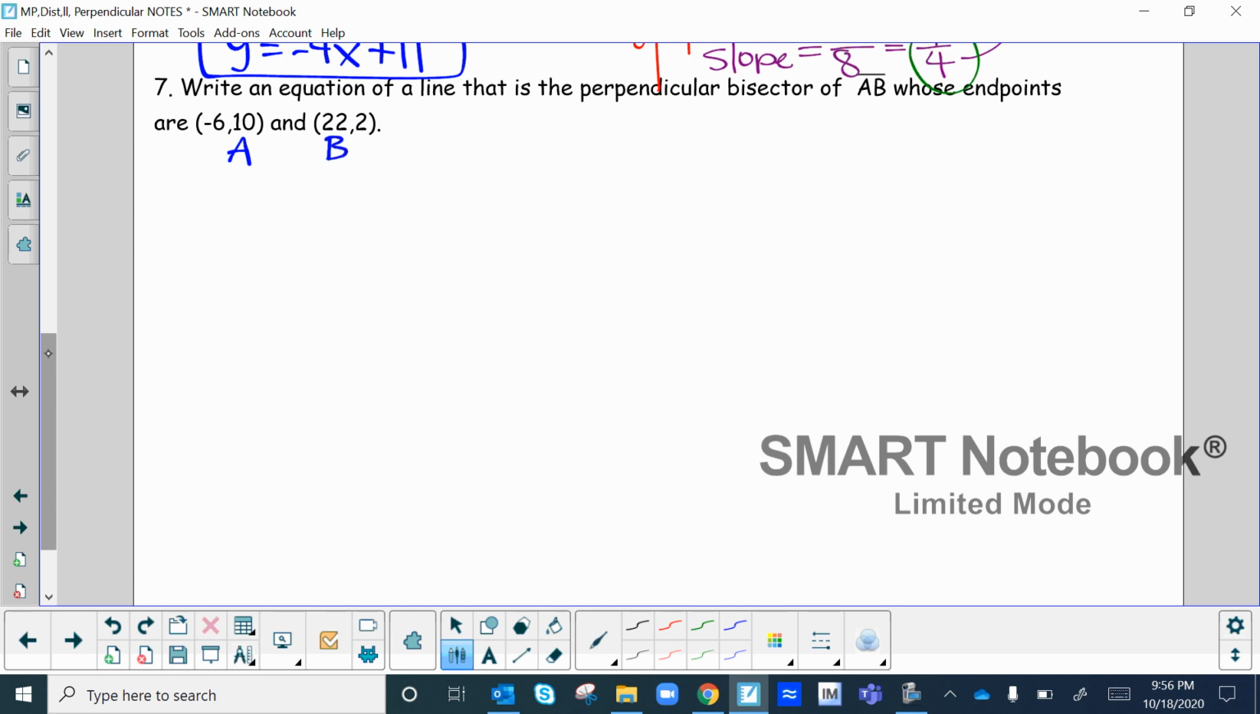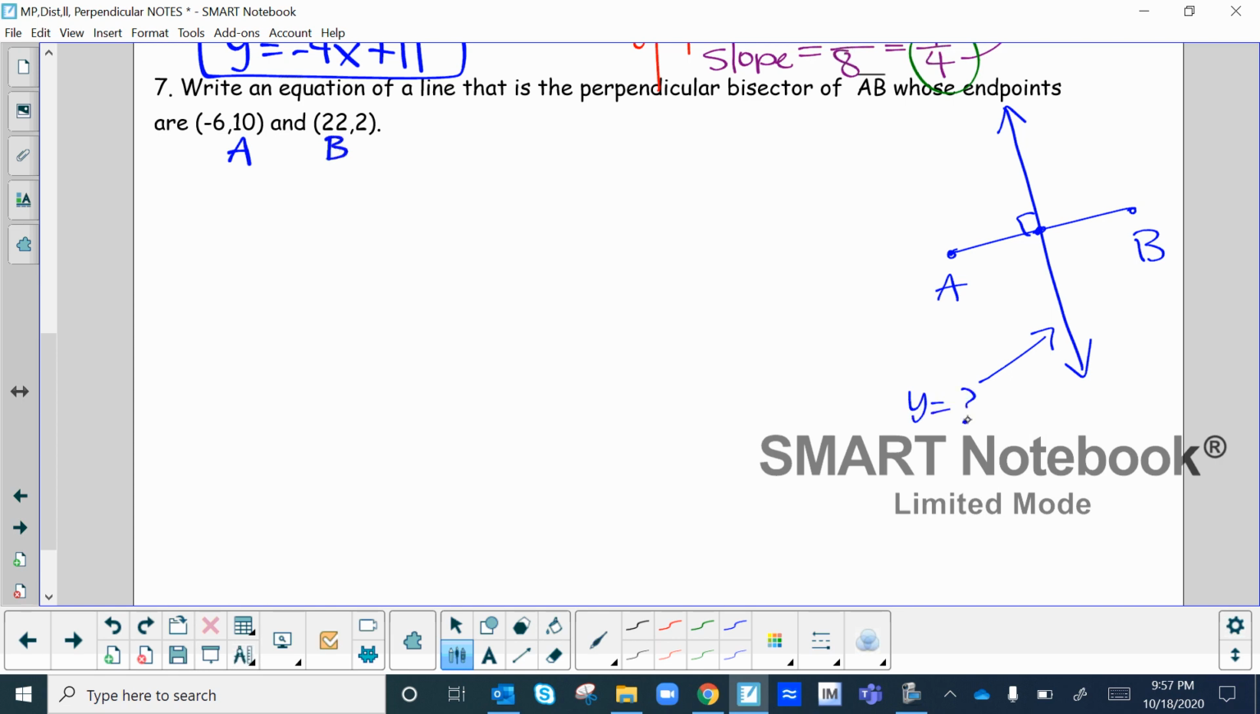Well, I need to find the midpoint because remember, it has to be the bisector. So again, I'll draw you a quick little picture of what we're doing here. If this is A and this is B, the perpendicular bisector goes through it like this. Remember, you even constructed this. It's going to go through the midpoint and it's going to be perpendicular. So I need to find the equation of that line. What is that y equals equation?